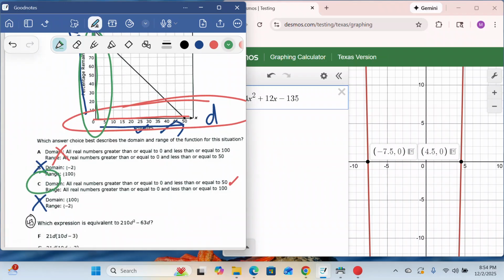The domain of all real numbers greater than or equal to 0 and less than or equal to 50, that is correct right here. And all real numbers greater than or equal to 0 and less than or equal to 100, that is also correct.